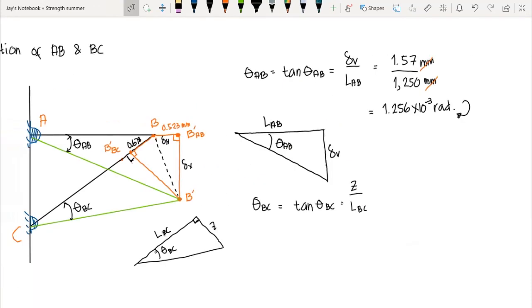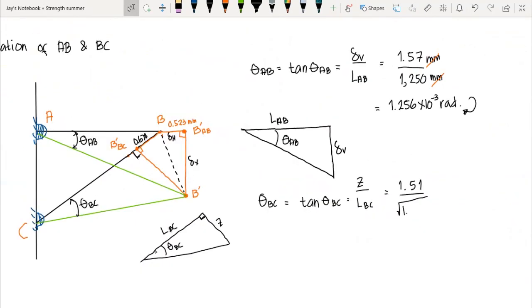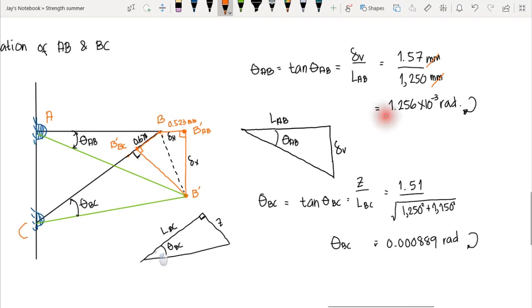Therefore, our theta BC is 1.51 over the length BC. We have computed the length BC, which is the square root of 1,250 squared plus 1,150 squared. So the angle BC is equal to 0.000889, and that is in radian. The rotation is clockwise. Okay, so these are the rotation of AB and the rotation of BC.